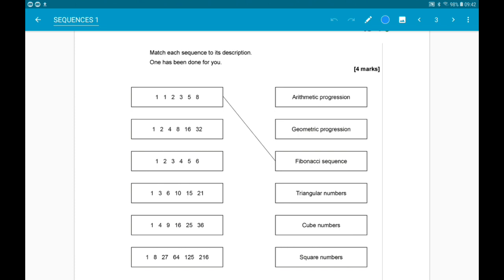Okay, then we got 1, 2, 4, 8, 16, 32. So there we're multiplying by 2 each time. So this chap is geometric. Now, on the right, where they say progression, progression means the same as sequence. Okay, then the next one, 1, 2, 3, 4, 5, 6. We are adding a 1 each time. So that's arithmetic.